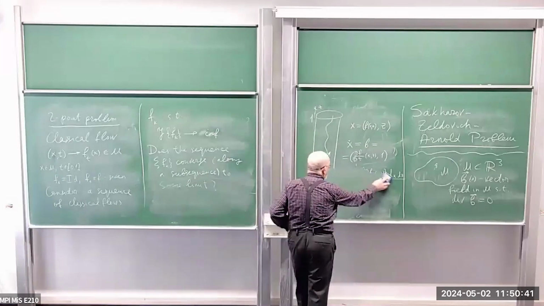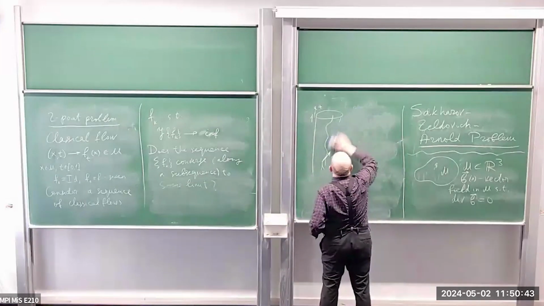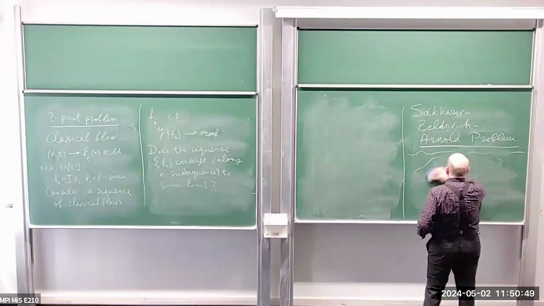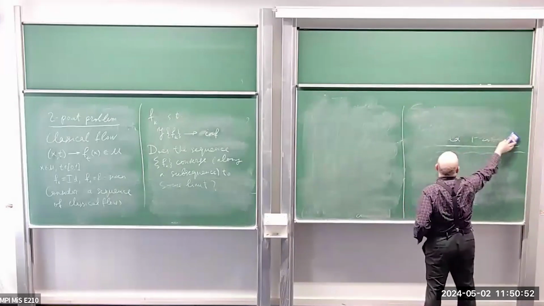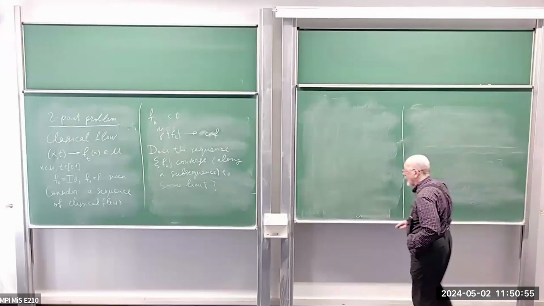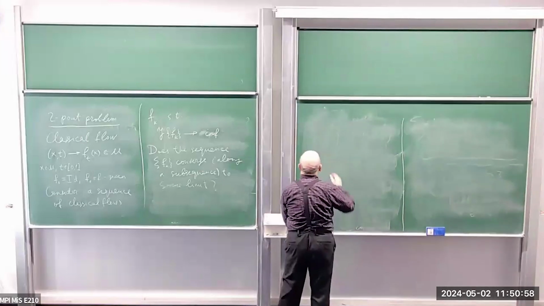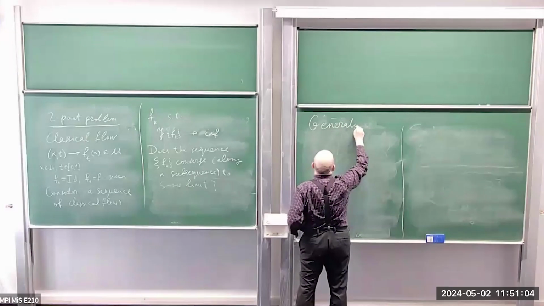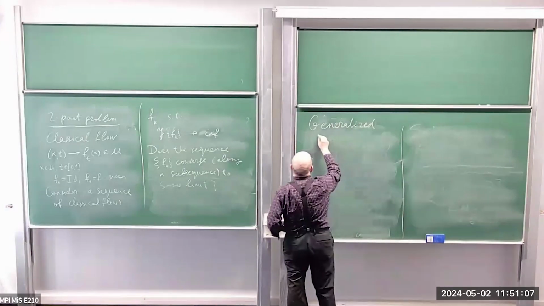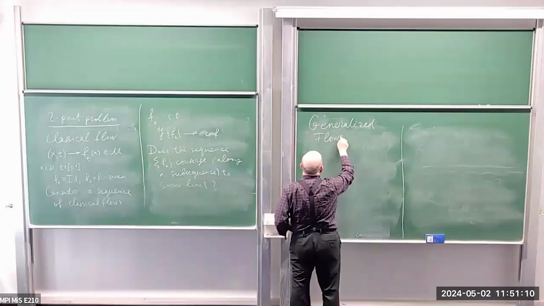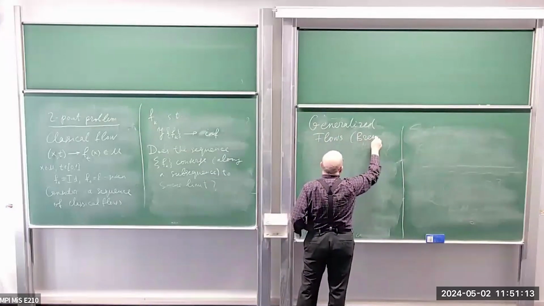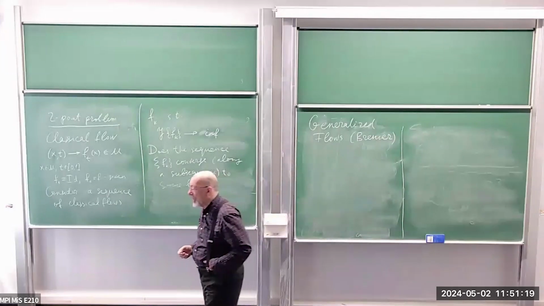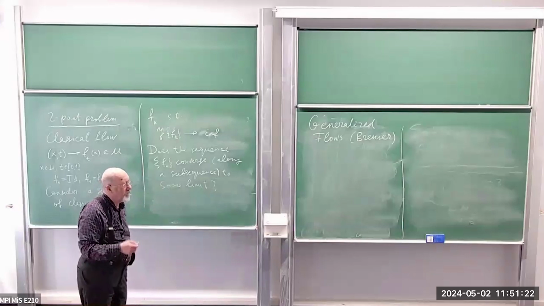So I proceed to define this space of generalized objects, which is called generalized fluids, which was introduced by Yann Brenier about, I think, 35 years ago.